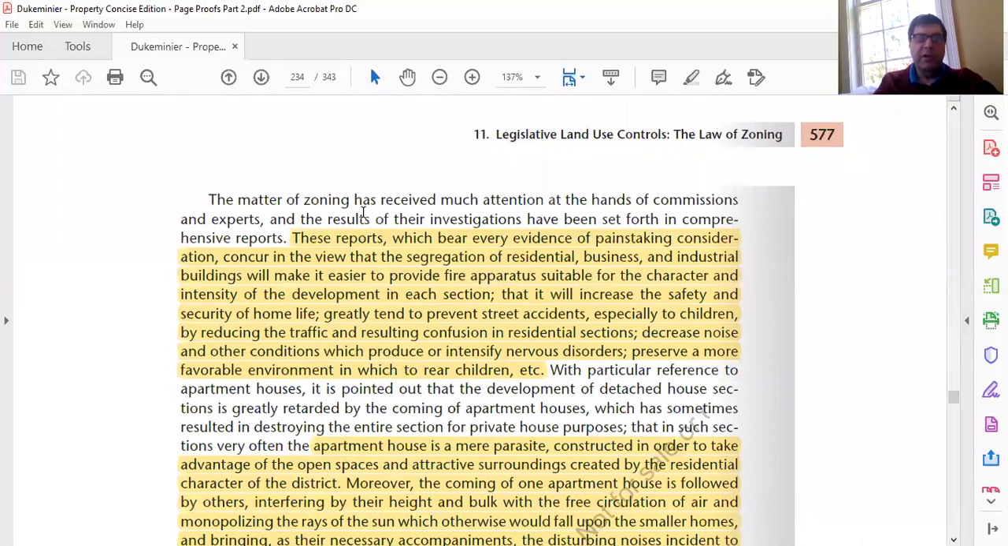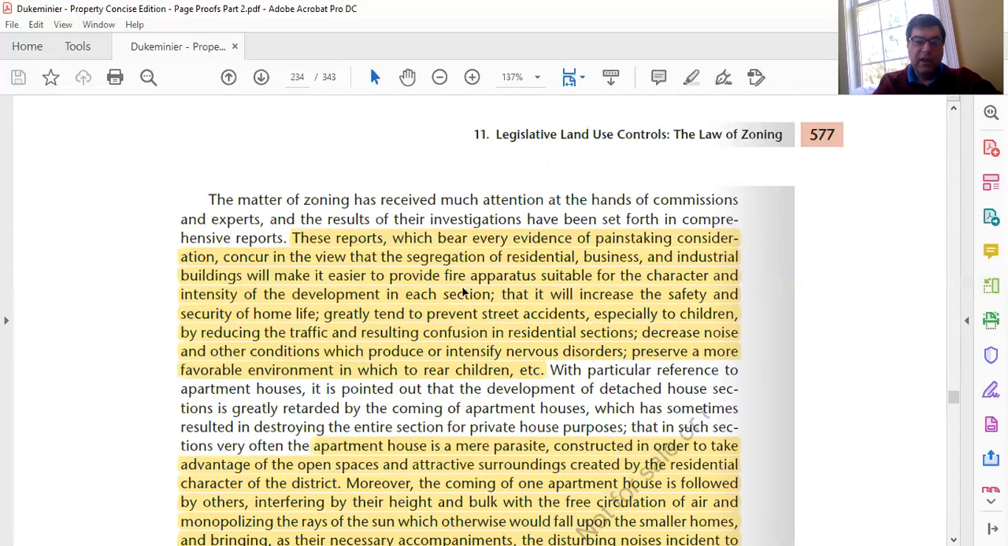They talk about how there's been a lot of attention to zoning from commissions and experts, and there have been investigations that have produced reports. And they say these reports, which bear every evidence of painstaking consideration, concur in the view that the segregation of residential, business, and industrial buildings will make it easier to provide fire apparatus suitable for the character and intensity of the development in each section, that will increase the safety and security of home life, greatly tend to prevent street accidents, especially to children, by reducing the traffic and resulting confusion in residential sections, decrease noise and other conditions which produce or intensify nervous disorders, preserve a more favorable environment in which to rear children, et cetera.